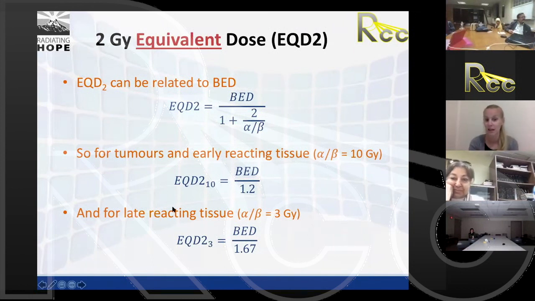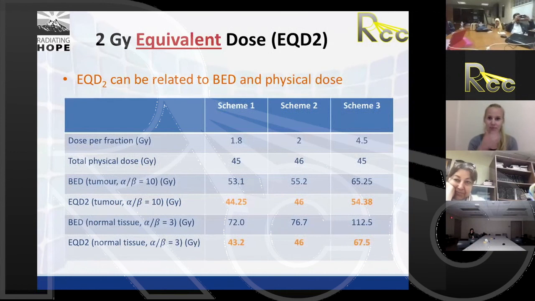So for a late reacting tissue, where we have an alpha beta of 3 gray, the EQD2 for that particular alpha beta is the biological effective dose over 1.67. So they're different. Biological equivalent dose is not the same as biological effective dose, which is not the same as the equivalent dose. They're different. I just wanted to stress that.